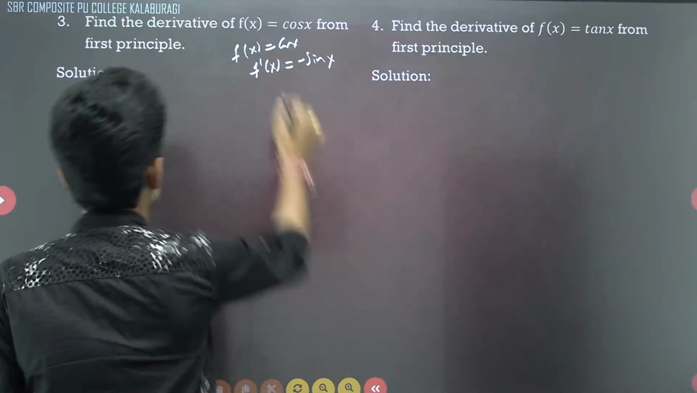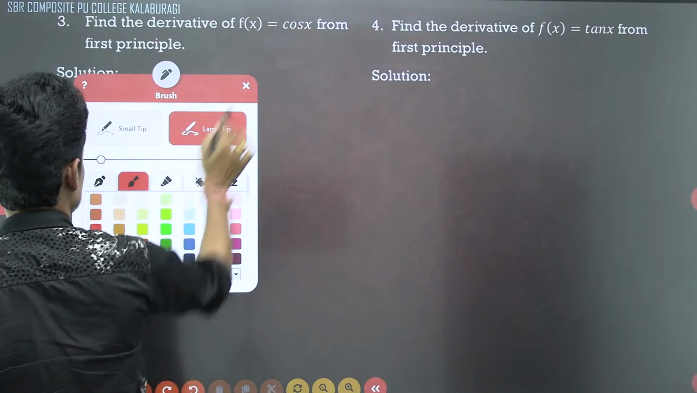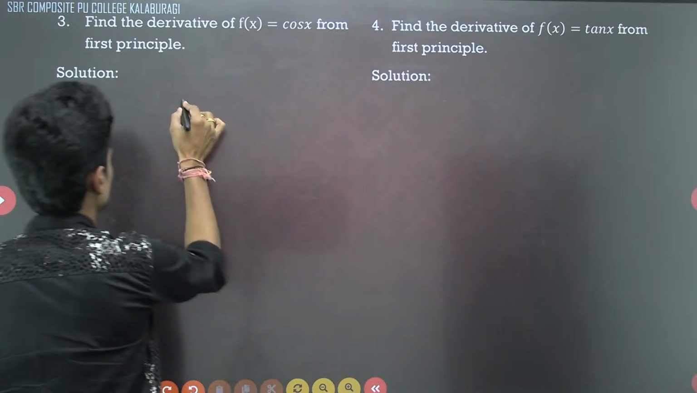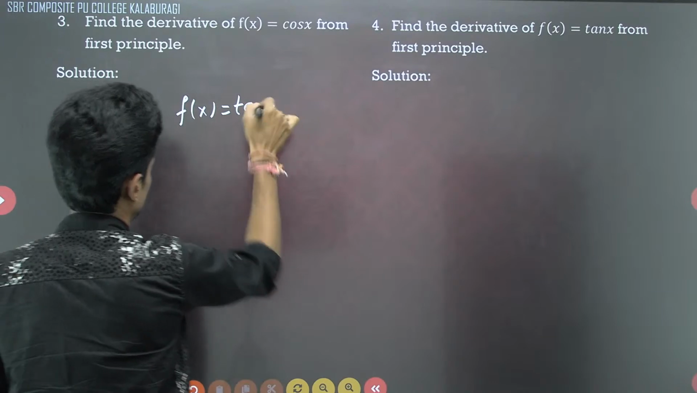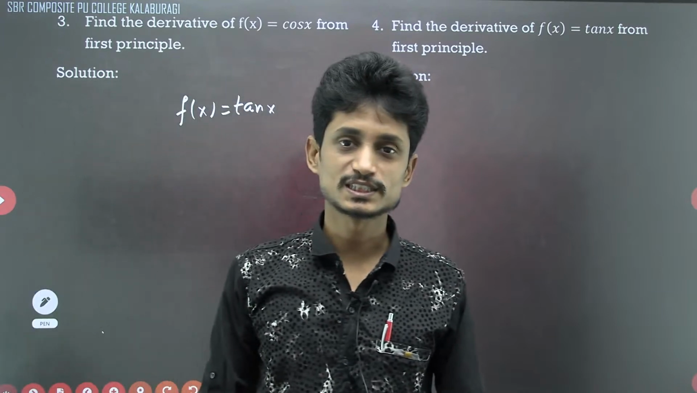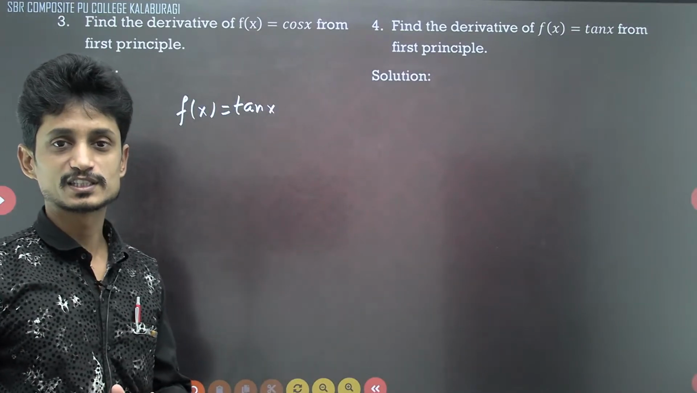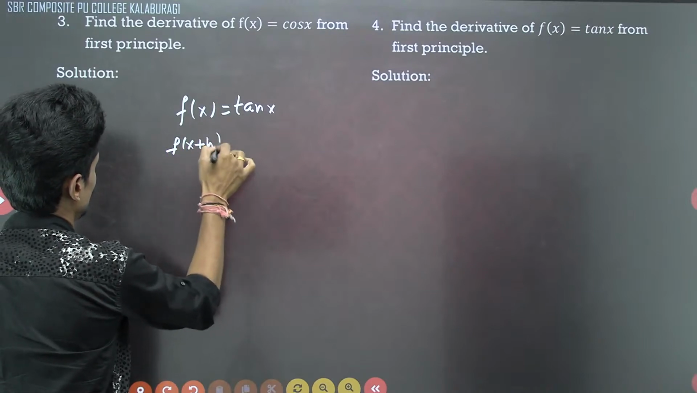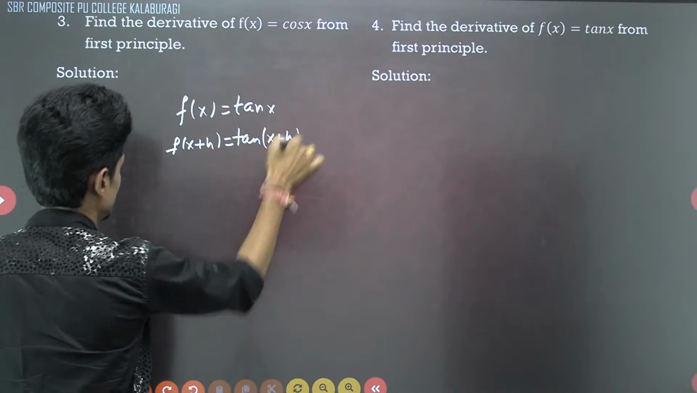Next, we discuss another one. Another one is f of x is equal to tan x. Now, two formulas we got: f of x equal to sin x and f of x equal to cos x. Next, another function will be f of x is equal to tan x. Then f of x plus h is equal to how much? It is also the same, tan of x plus h.